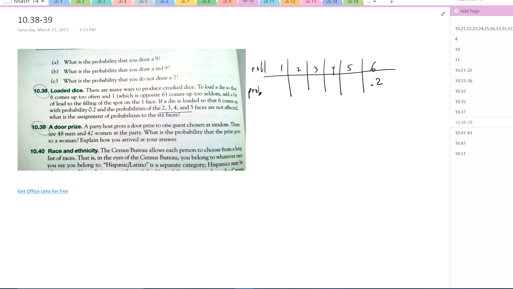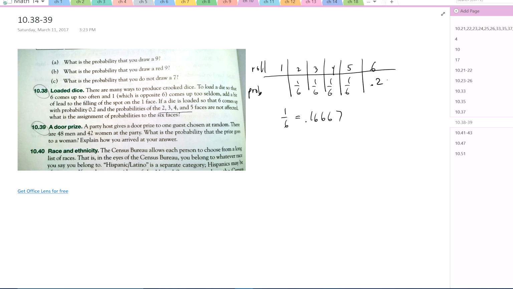A 6 comes up 0.2. The probabilities of 2, 3, 4, and 5 are not affected. So the normal probability of a 2, 3, 4, 5 is 1/6. Okay, so if I write that as a decimal, what is 1/6 as a decimal? Since I want to be consistent, I should either write all decimals or all fractions. Ooh, that's not a nice decimal. It's 0.16667. So instead, I'm going to write this as 1/6, because I want to be exact.